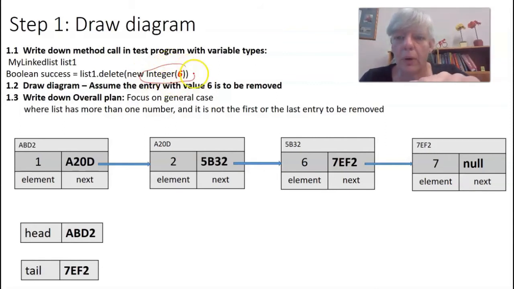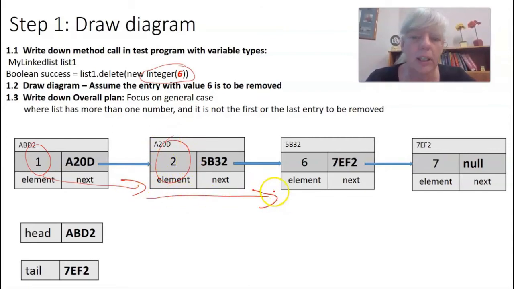Traverse the list and let's play computer. What am I looking for? I'm looking for a 6. Is this a 6? No. Move on. Is this a 6? No. Move on. Is this a 6? Yes, I found my 6.